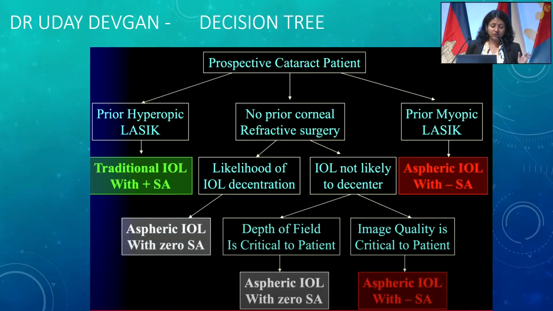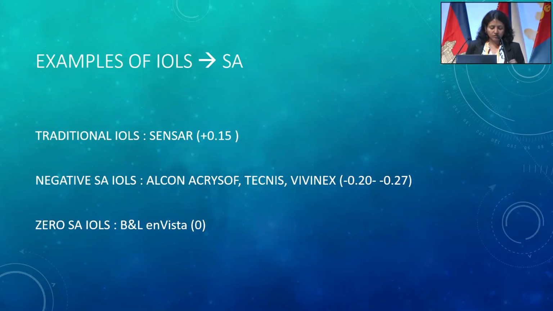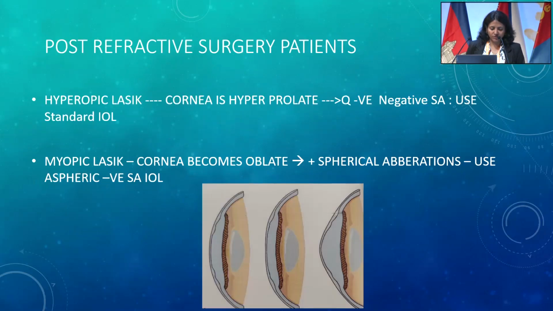But if the patient has had a hyperopic LASIK, in hyperopic LASIK the cornea becomes more oblate, so we need to use an IOL with a positive spherical aberration. If the patient has had a prior myopic LASIK, then we need to use an aspheric IOL with a negative spherical aberration. Just sharing some examples: your traditional IOL would be something like a Sensar, negative spherical aberration lenses like Acrysof, Tecnis, and Vivinex, and zero spherical aberration lenses like Bausch & Lomb and Vista.